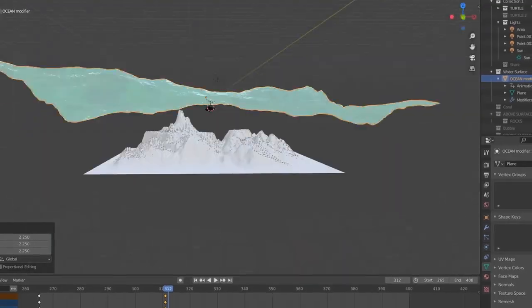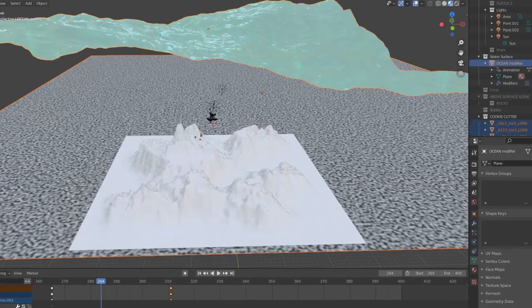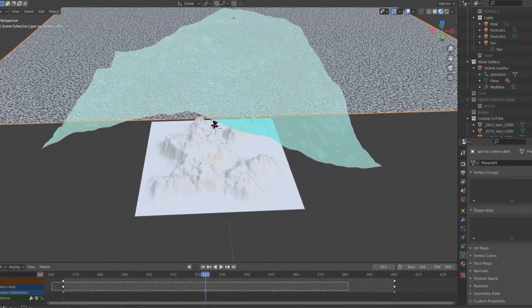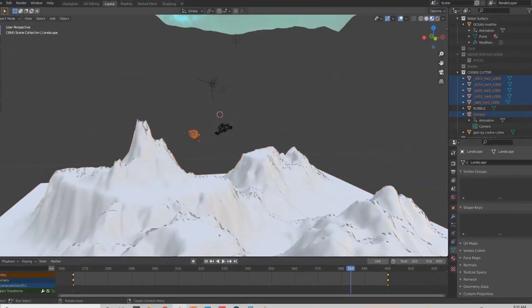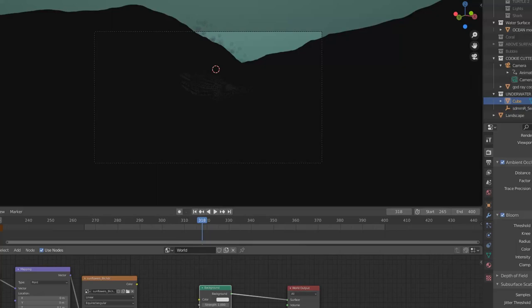The water was by far the greatest challenge, as getting it to behave and appear as photorealistic water does took a lot of trial and error.